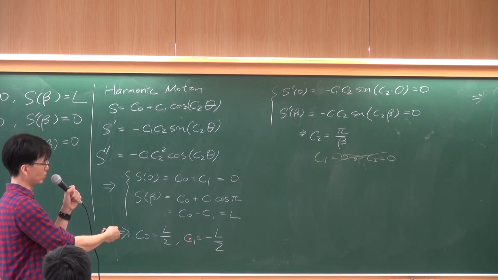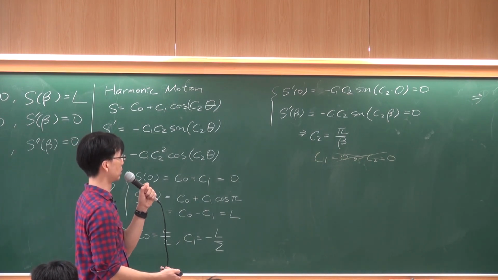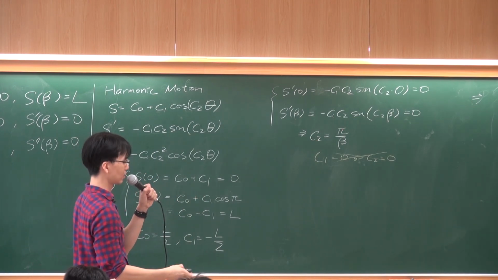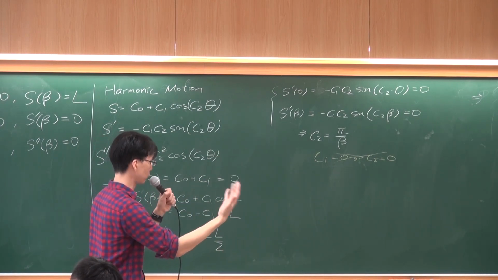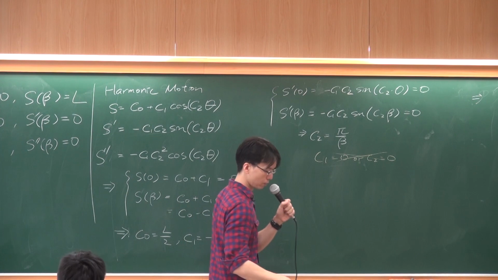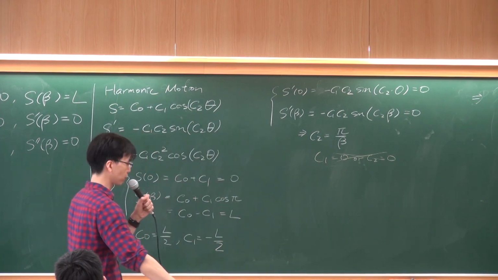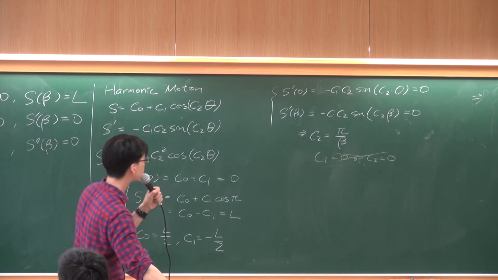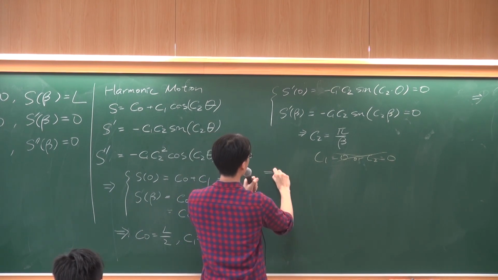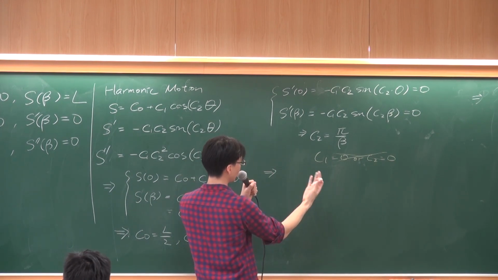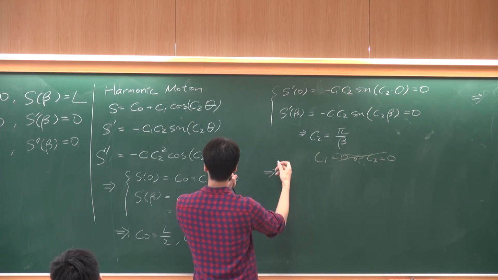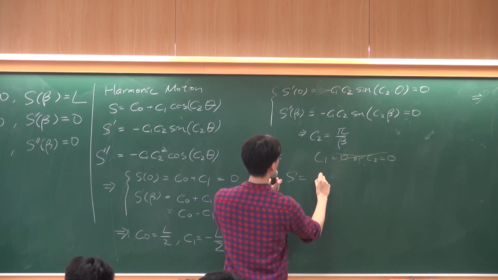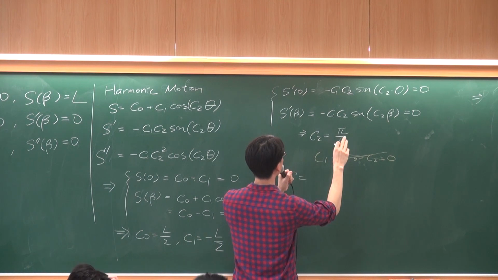And we already solved C1, so C1 can be 0. To satisfy this one, you can determine C2 equals pi over beta. So right now, we've used all three unknowns. These three unknowns can satisfy these four conditions, the displacement and velocity. But we have no more unknowns for acceleration. So we'll see if this one, just finish this first.